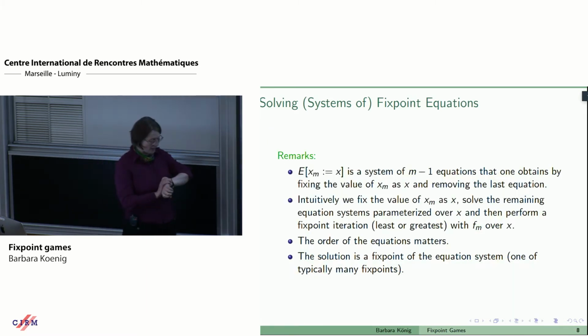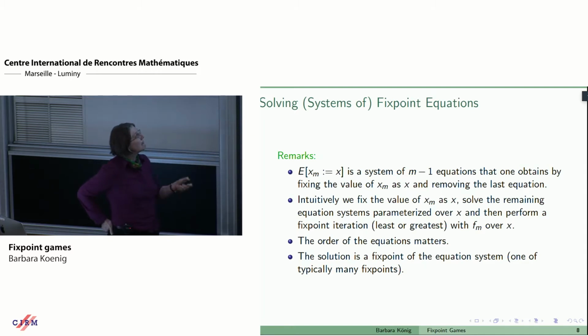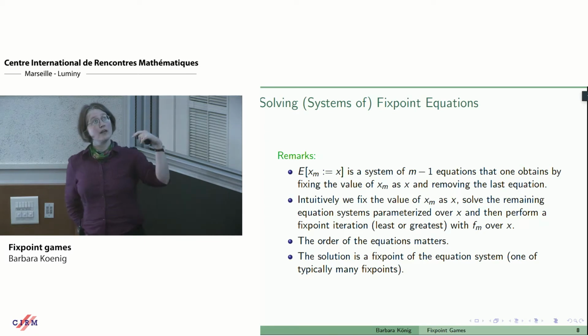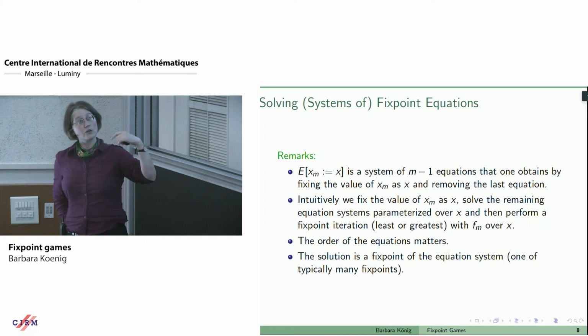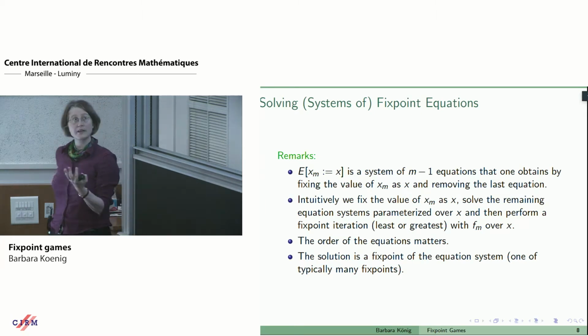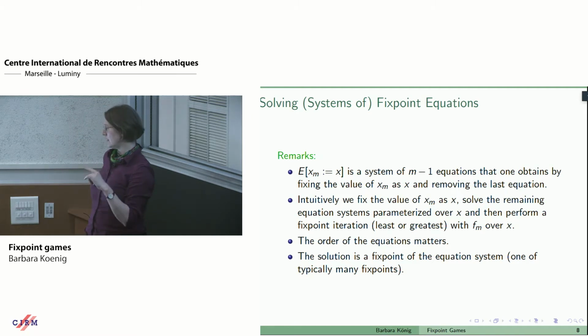So just to recap, this means you take a system of m-1 equations that one obtains by fixing the value of xm as x and removing the last equation. Then we fix this value, we solve the remaining equation system parametrized over x, and then we perform a last fixed point iteration on the last fixed point equation.